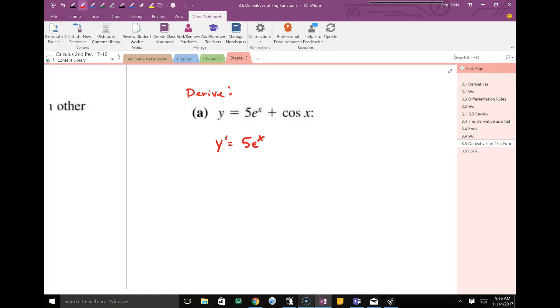Plus negative cosine. So plus the derivative of cosine, which is, can I just go ahead and say minus sine? And it's done. That's done. Oh my god. Yeah, the homework, you're going to make me do that.